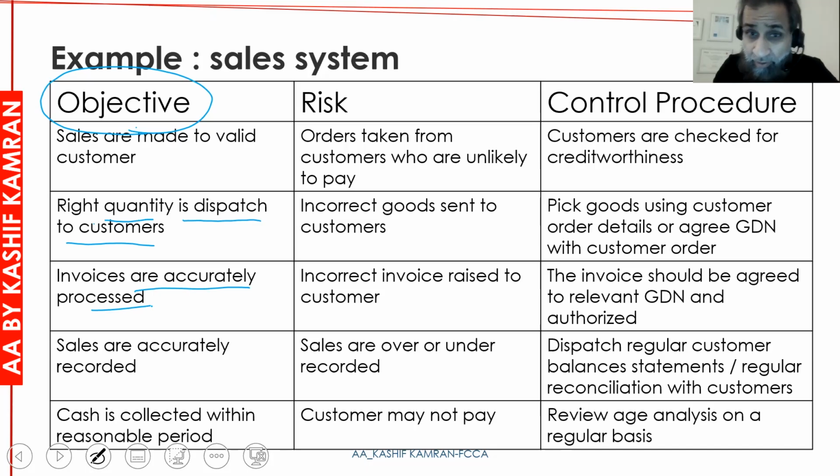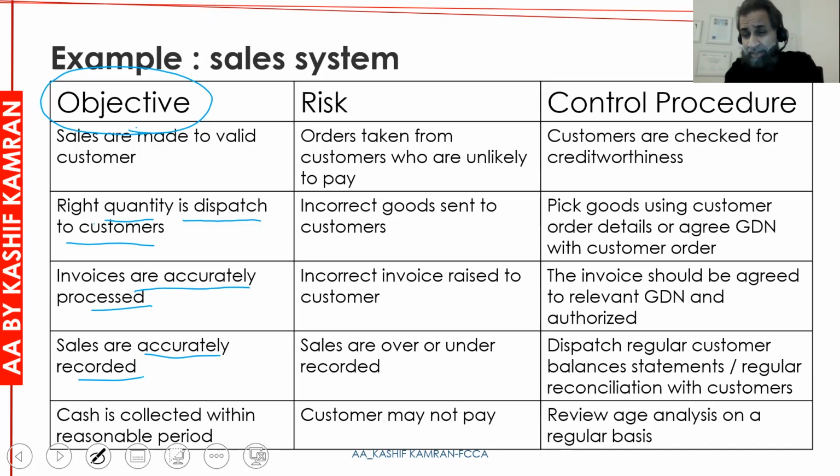Sales are accurately recorded. I don't want sales to be overstated. If you have made a sale of $1,000, then you should recognize sales of $1,000. You should credit the sales by $1,000, and you should debit the cash, or you should debit the accounts receivable by $1,000. No overstatements, right? And cash is collected within a reasonable period. If there is an accounts receivable, the cash is collected within a reasonable period. These are objectives. These are purposes.